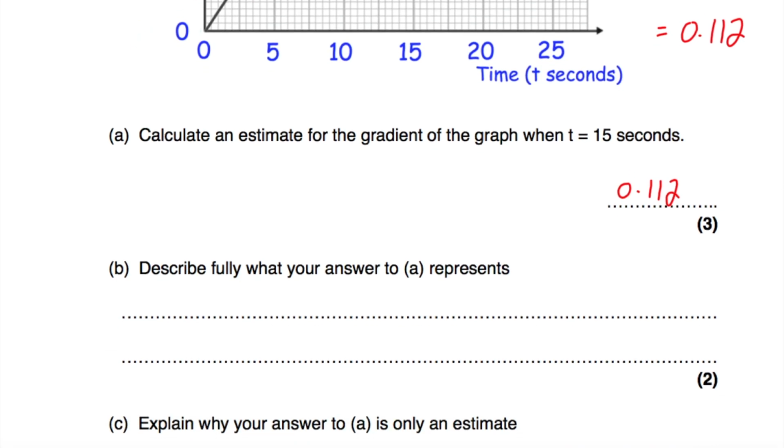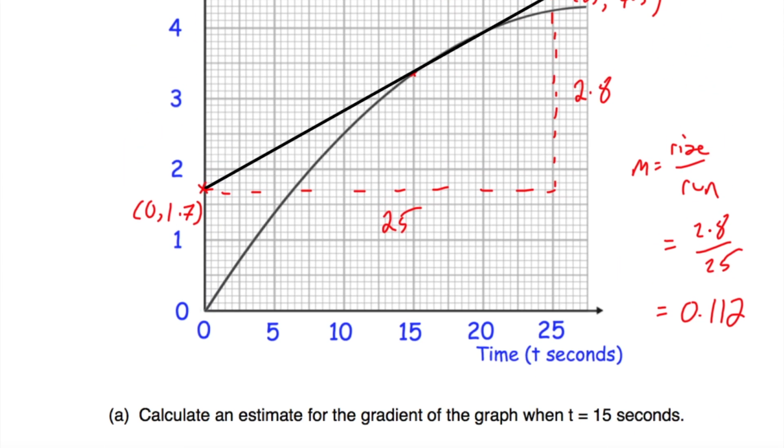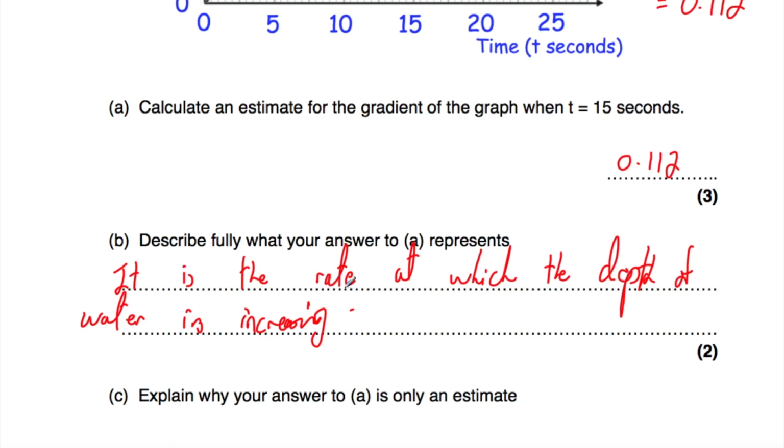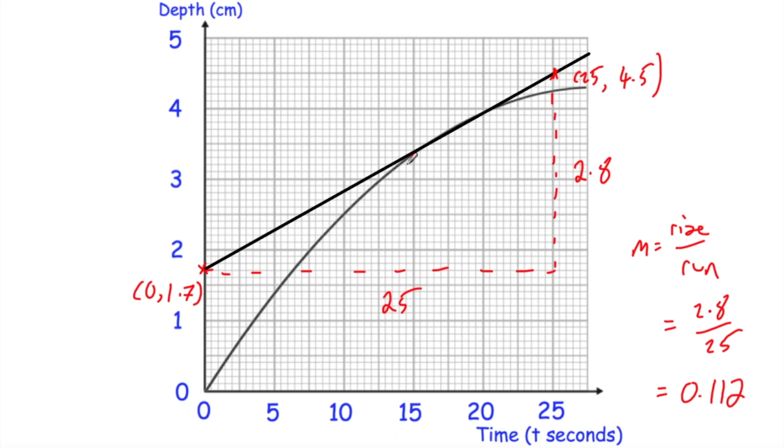And then part B says describe fully what the answer to A represents. Well, we want to find out what the gradient of this curve represents. So we've got the depth going up vertically, we've got the time going across horizontally. The gradient of that curve is going to be the rate of change of the depth. So it's going to be the rate at which the depth of water in the container is increasing. So let's write that down. I've written down: the rate at which the depth of water in the container is increasing, which would be 0.112 centimetres per second. So whenever the time is equal to 15 seconds, the rate at which the depth is increasing is 0.112 centimetres every single second. And that's it. In terms of those units, I just looked at centimetres and seconds, so it's centimetres per second.